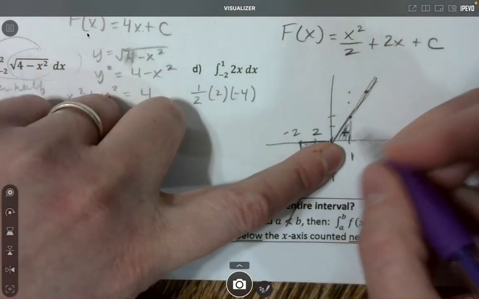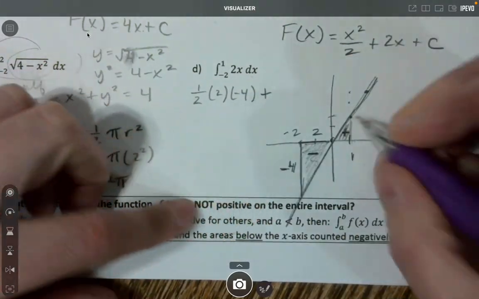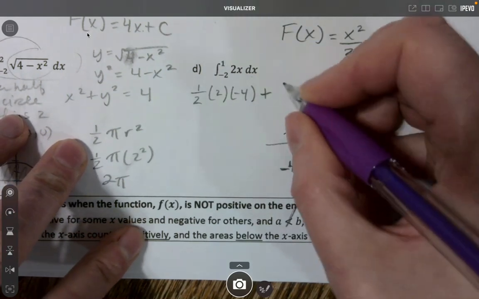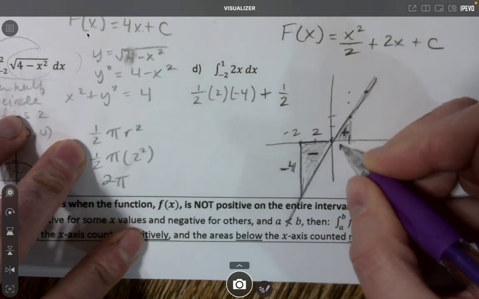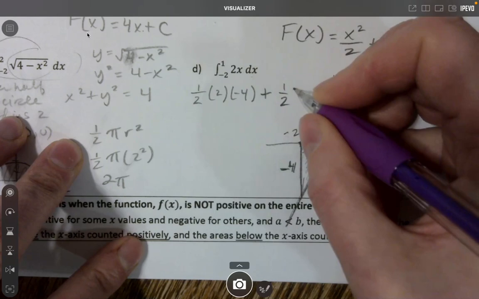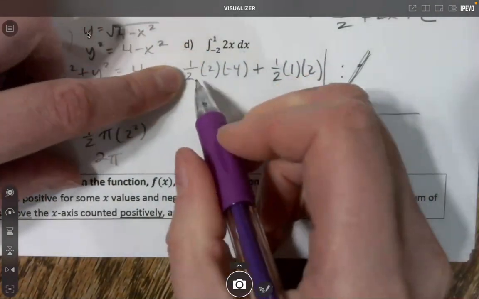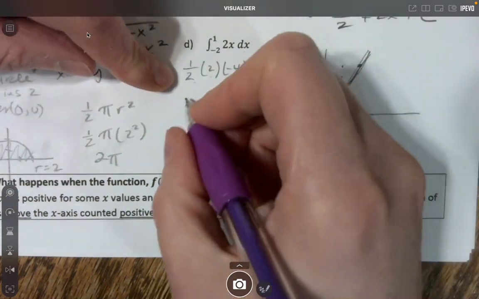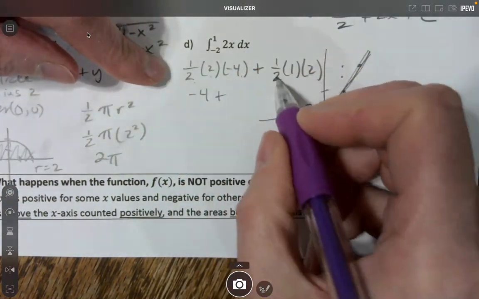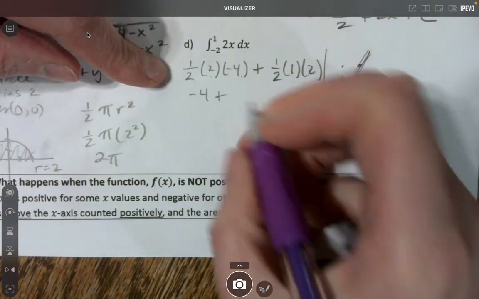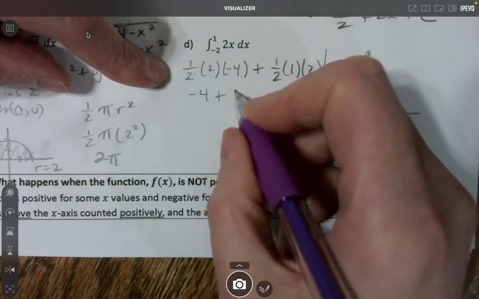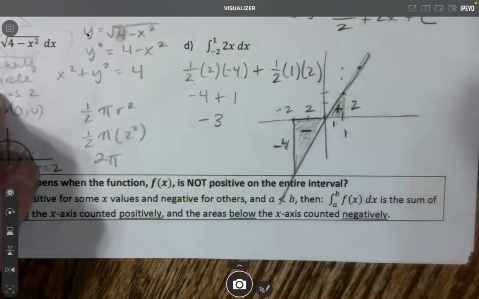And then I'm going to add this one over here. So plus, and this is going to be a 1/2. My base is 1 this time, and my height is 2. So 1 and 2. So let's see what we come up with. So 1/2 times 2 times -4 is just a -4. 1/2 times 1 times 2 is just going to be a +1. And so we end up with a -3 on this one.